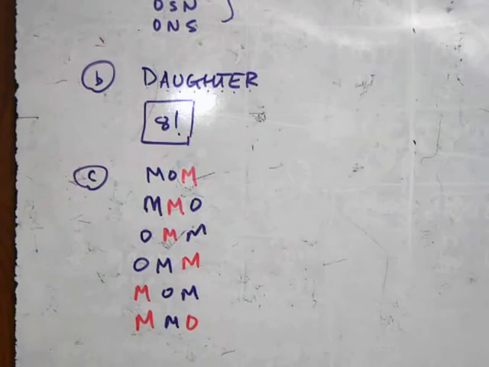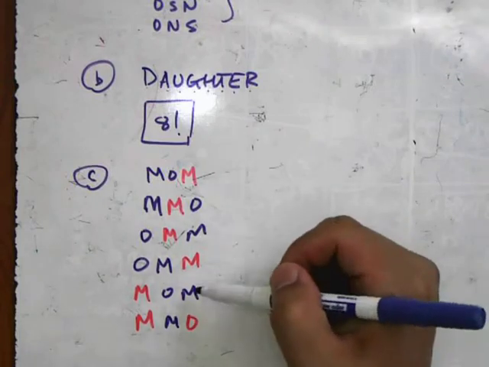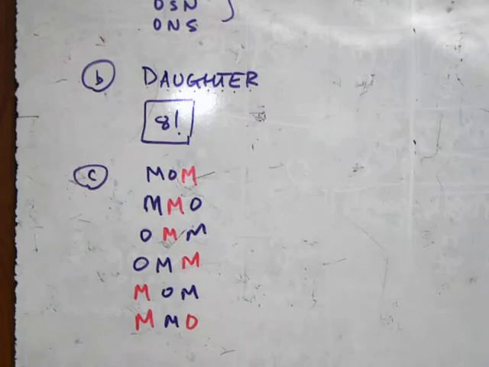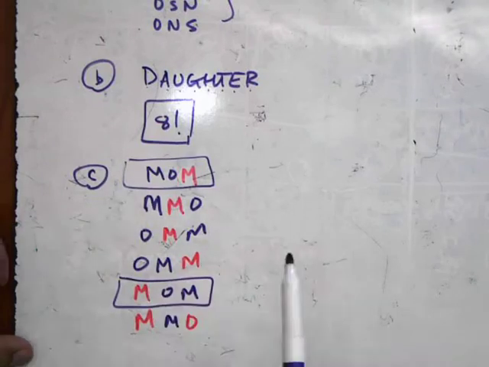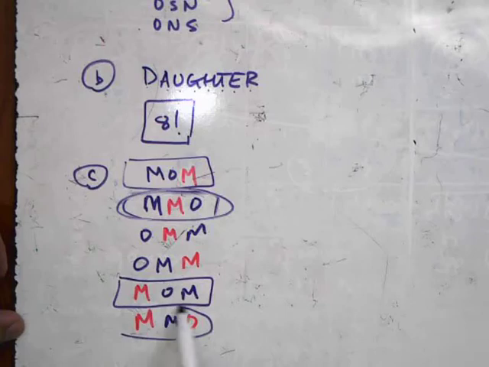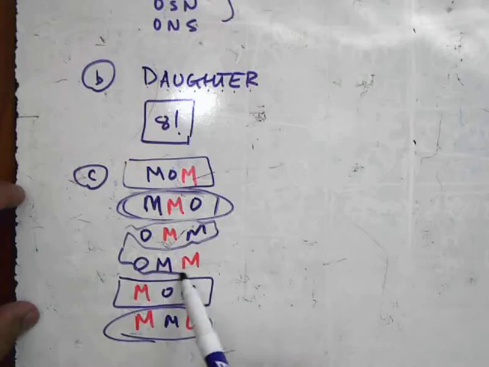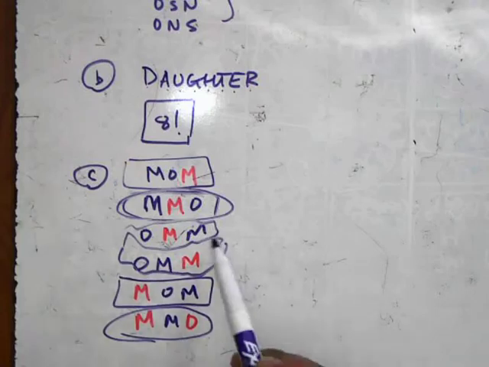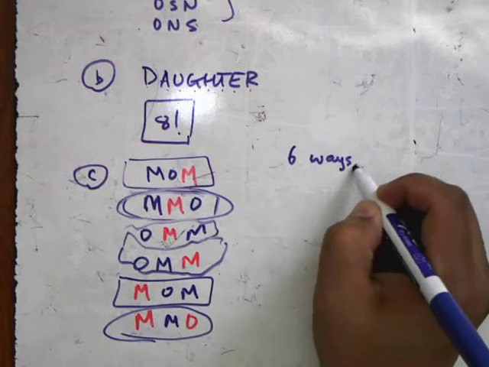So now I've listed this out. There are 1, 2, 3, 4, 5, 6 different ways to write this. But if you notice, some of the words are the same. This here is the same, they both say mom. This term here and this case here, they're both the same. They both spell MMO. And the same thing here for these 2 examples. They both say OMM.